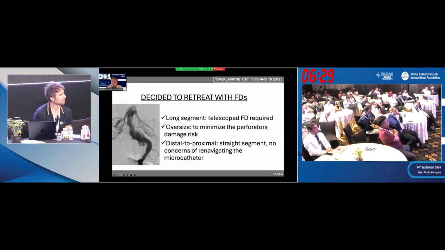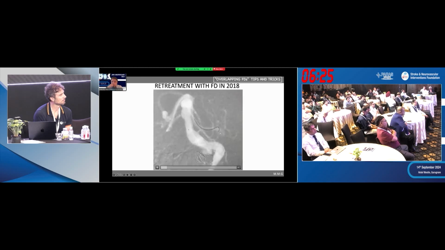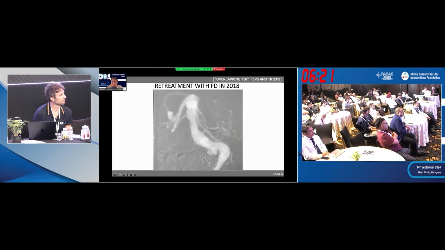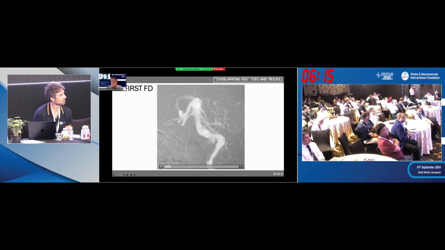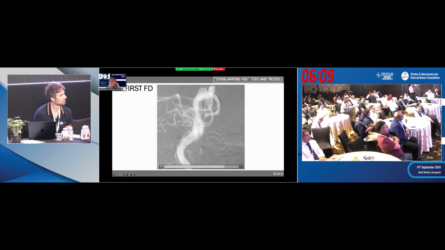So we telescope from the most proximal part, right? In this case, we navigated our microcatheter first, no problem. This was 2018. I remember it was a Derivo, a 19mm flow diverter. After placing the first flow diverter, it was again very distal here, in the P1, P2 segment.